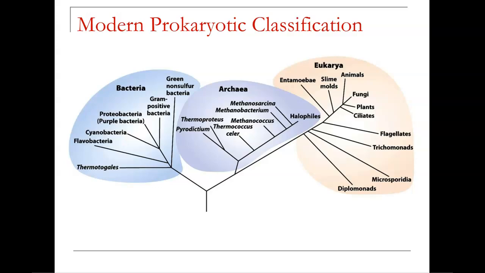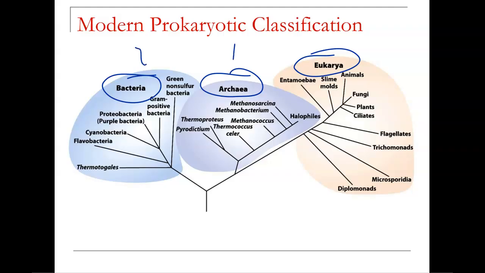Now looking here, we're going to have three domains. We have archaea, which we're going to see here in the middle. So we have our archaea in the center. We're going to have bacteria, and we're going to have the eukarya. Now with the bacteria and the archaea, these are going to be single-celled organisms. They are going to have no nucleus and no membrane-bound organelles except for ribosomes.